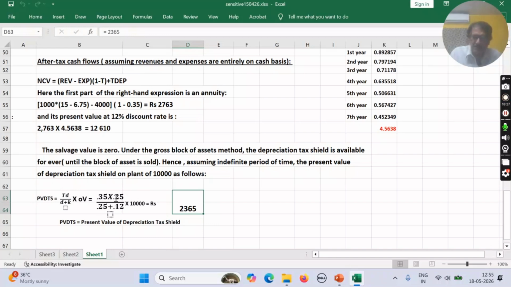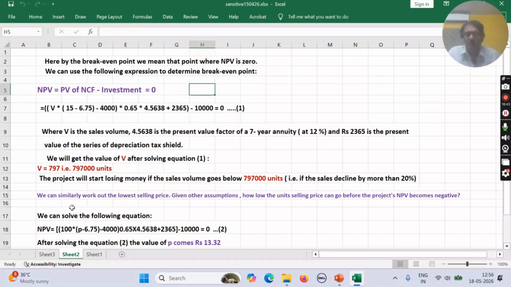As the reduction rate is uniform, that is 25%, and the tax saving is 35%, this is the reduction formula, and ultimately this will be the present value of the tax saving. Now what is the total net present value? The present value of the net cash flows.